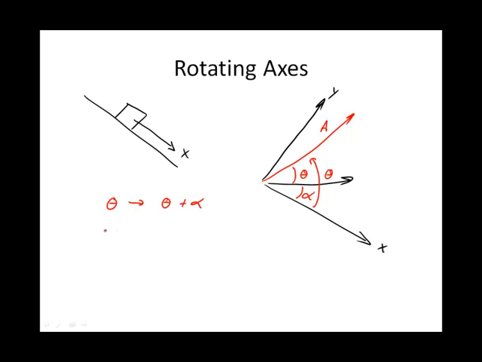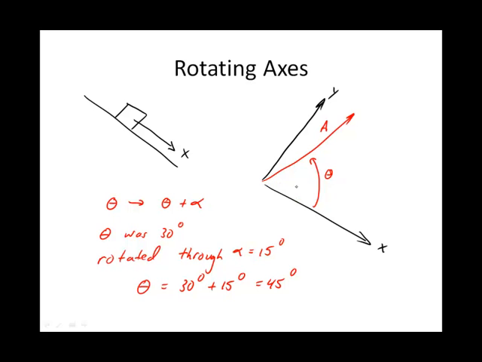So for example, if theta was 30 degrees, but I have rotated through an angle alpha equal to 15 degrees, then my new theta is equal to 30 degrees, the old theta, plus 15 degrees, which is 45 degrees. So given that I have a different angle theta, I'm going to have a different x component. It's still equal to A cosine theta, but this theta is not 30 degrees anymore. Now it's 45, or whatever it might be. And a new y component equal to A sine theta.